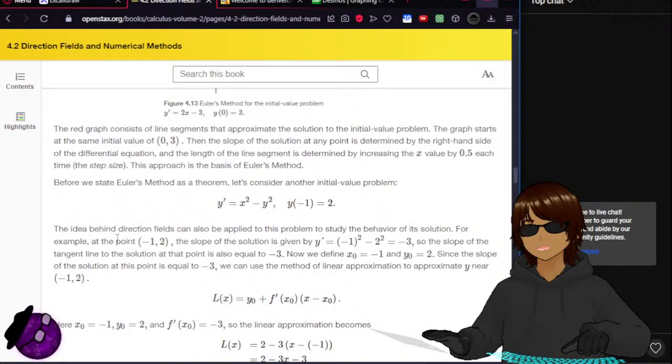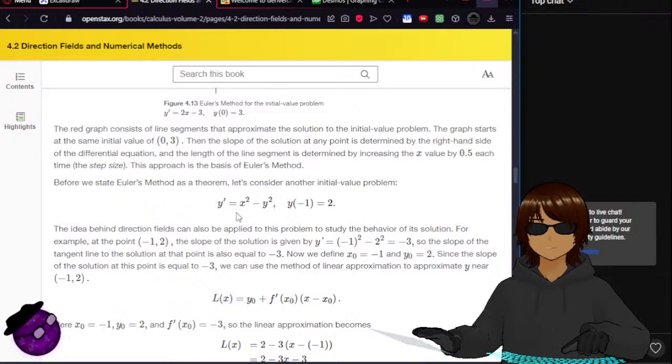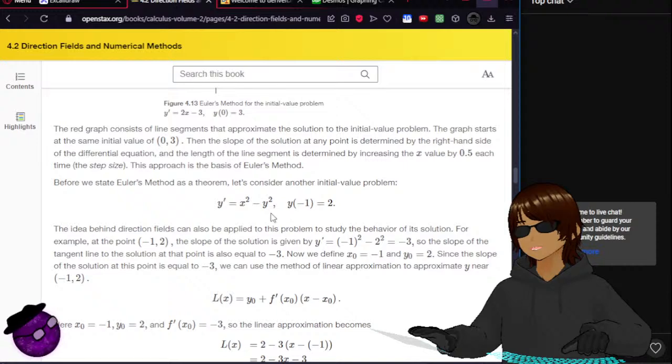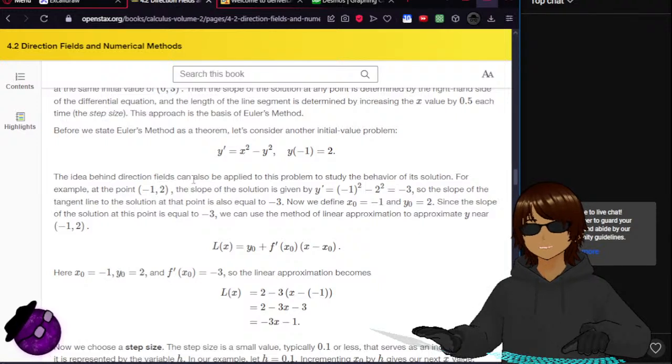The idea behind direction fields, before we state Euler's method as a theorem, let's consider another initial value problem. The derivative of y is x squared minus y squared, and y of negative 1 is 2. The idea behind direction fields can also be applied to this problem to study the behavior of its solution. For example, at the point (-2, 2), the slope of the solution is given by the derivative of y, which is equal to minus 3.